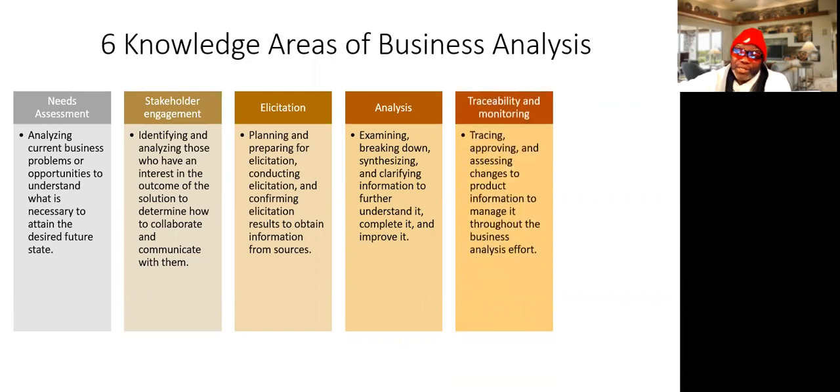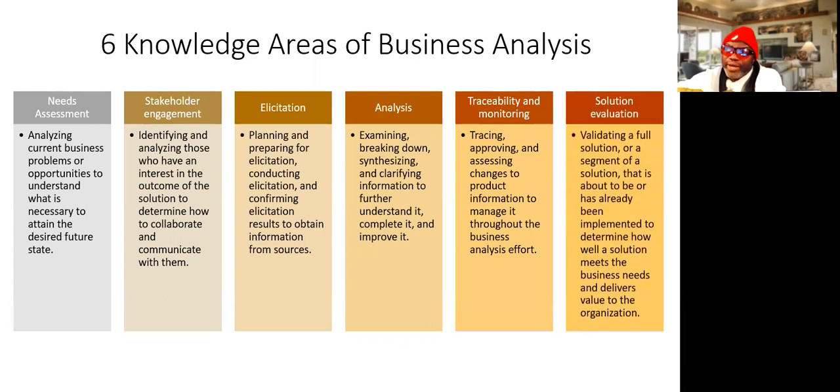And then we have traceability and monitoring, and that's tracing requirements, tracing, approving, and assessing changes to product information to manage it all throughout the business analysis effort. You might have heard of something called a requirements traceability matrix. It helps you track requirements to their origin. Who asked for this requirement? That's what we mean by traceability. And then monitoring: as the product is being developed, you're monitoring, okay, has this been done? Has it been done effectively? And so on.